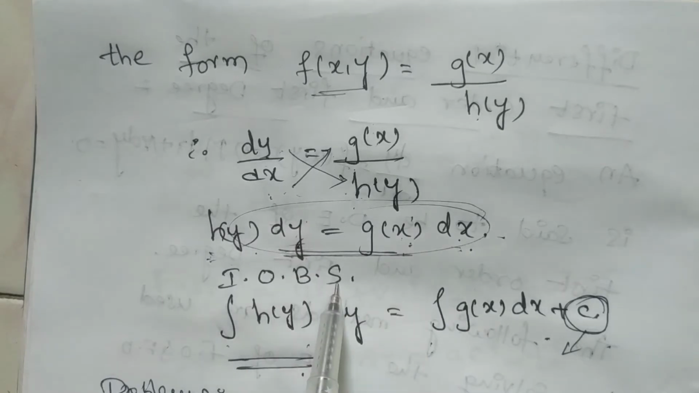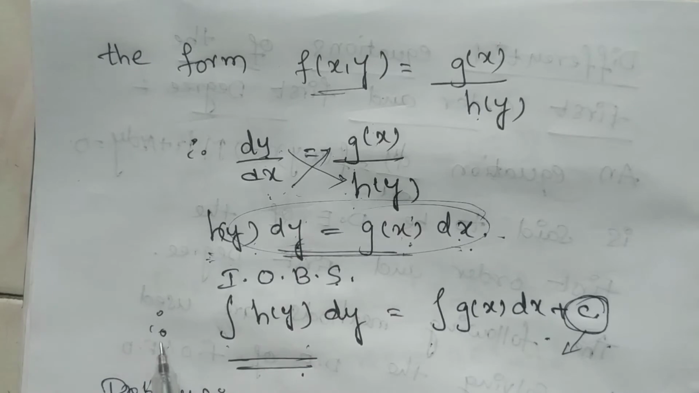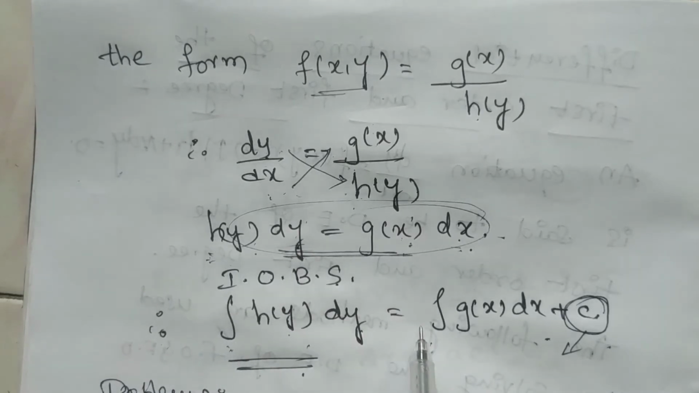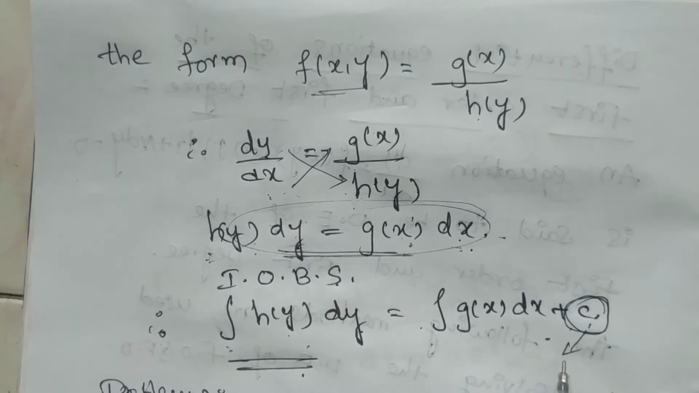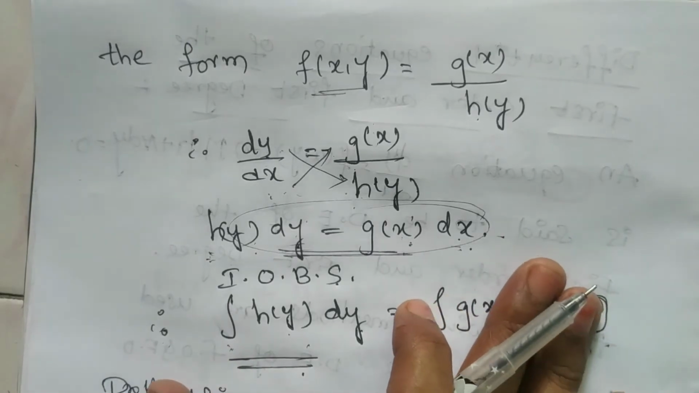Integrating on both sides, we get our general solution, that is integration of h of y dy equal to integration of g of x dx plus c. Here c is a constant. So this is the method of variable separable.